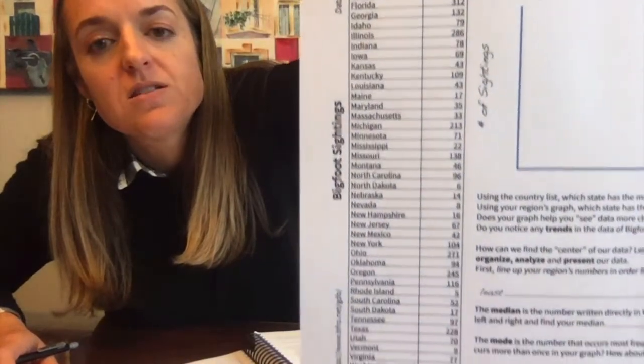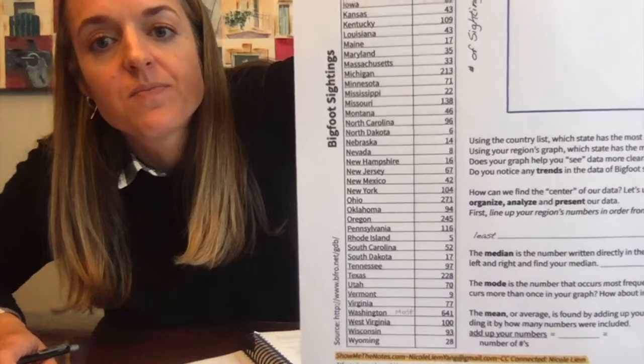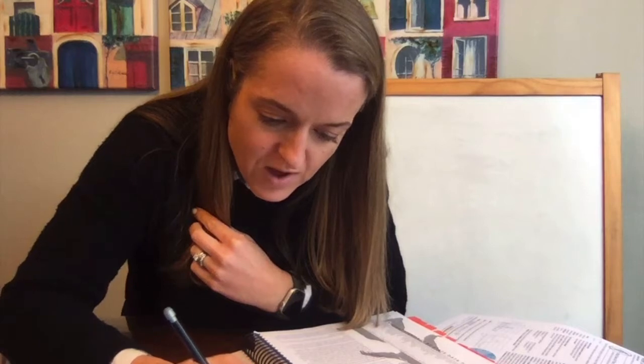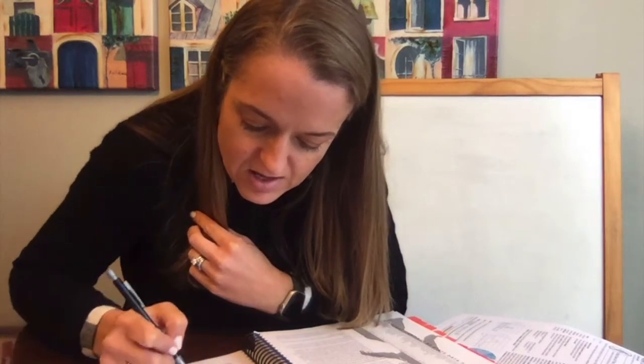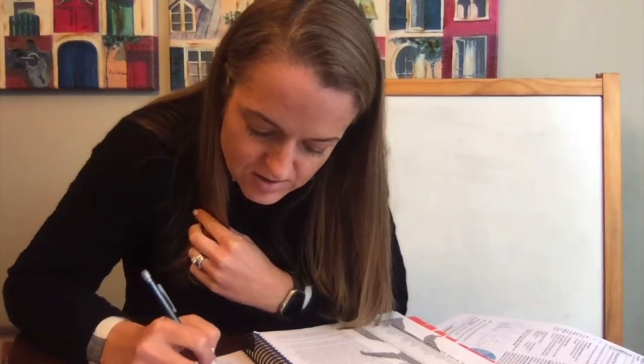Which one has the least number of sightings? And this data chart is in the Foundations Guide. It was also reprinted on Nicole Liam Yang's worksheet that I will probably be using. So which one has the least amount? I think it's tied. Delaware has 5, and Rhode Island also has 5.